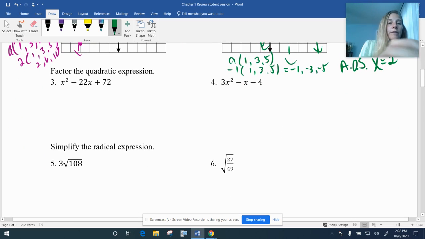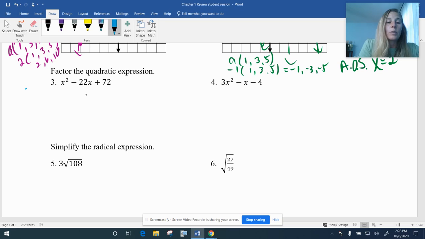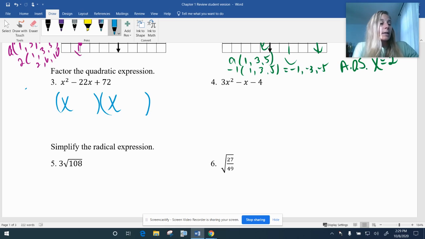Okay, so then we go into factoring. So factoring, if there is no coefficient in front of the x squared, you're going to just use simple factoring, breaking apart your x squared into x and x. And then you're looking for those two numbers that multiply to get 72 and add up to get -22. And because it's a -22, they're both going to be negative. And those two numbers are 18 and 4.